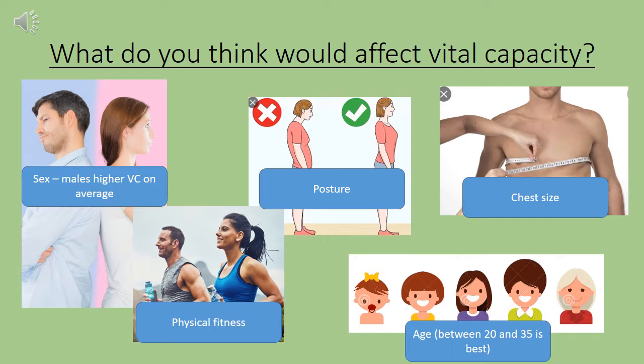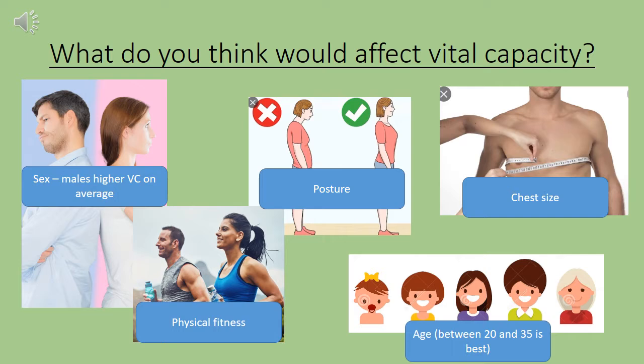Okay, how did you do? The first one here, we're going to go left to right. The first one here shows that sex affects vital capacity. Males on average have a higher vital capacity than females, likely because of their body size and their body shape. They've got more space and they've probably got larger lungs as well.